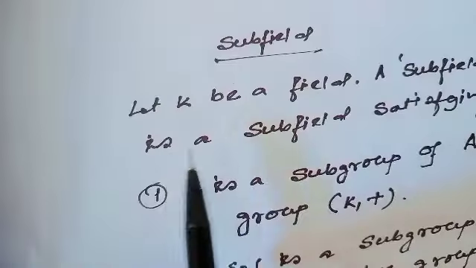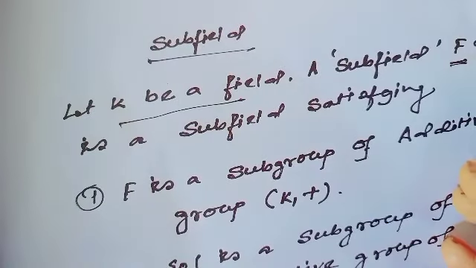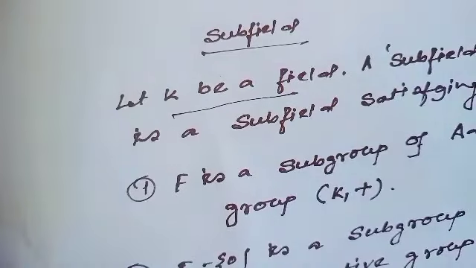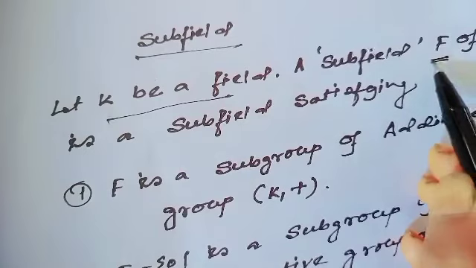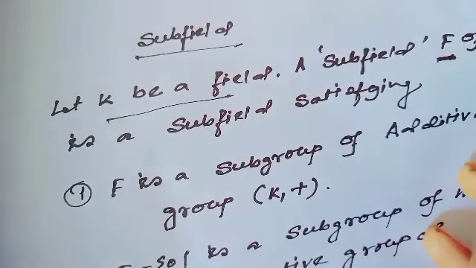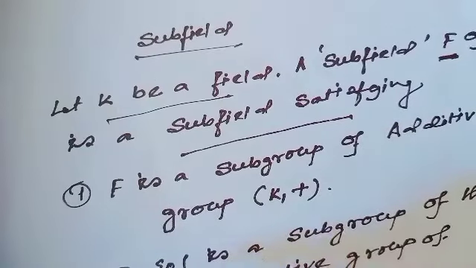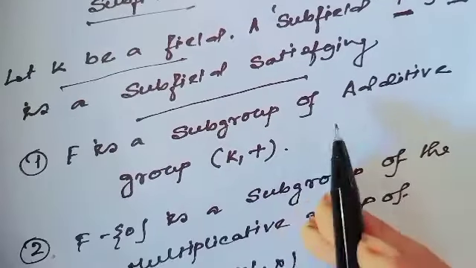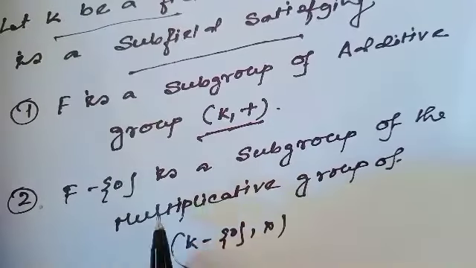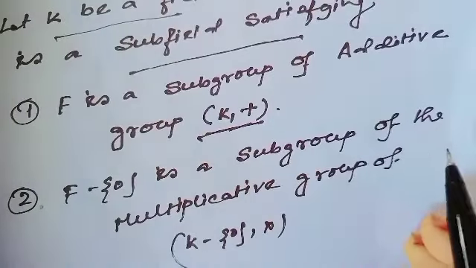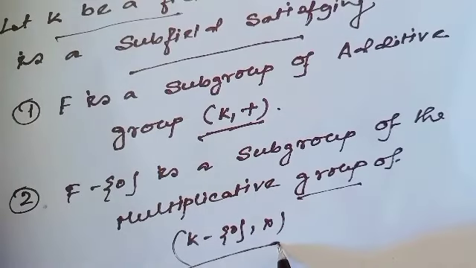The definition of subfield is: let K be a field. A subfield, here the main field is denoted as K and the subfield is denoted as capital F of the field K, is a subfield satisfying two conditions. F is a subgroup of the additive group K under addition, and F minus singleton set 0 is a subgroup of the multiplicative group of K minus singleton set 0 under multiplication.